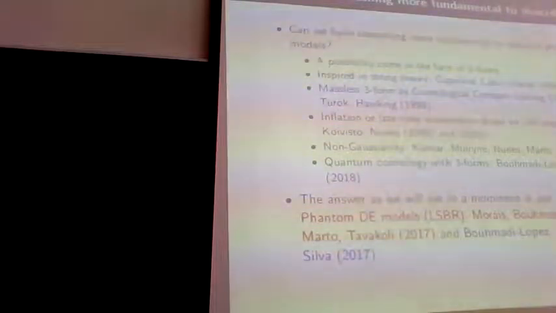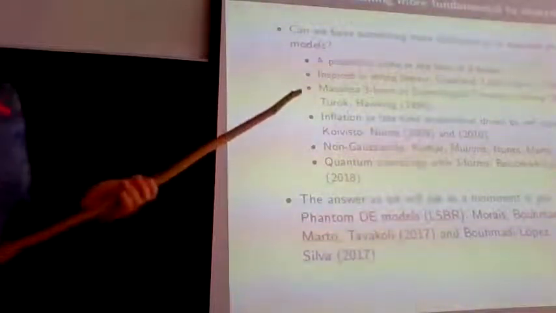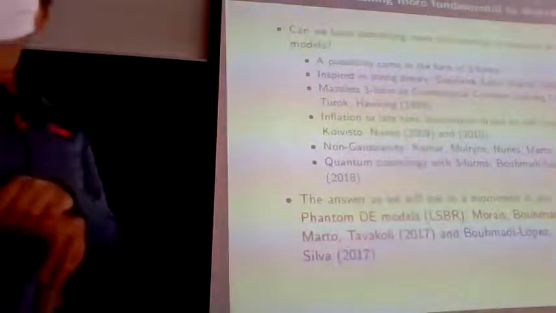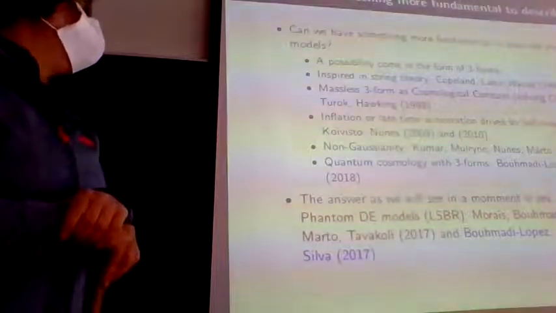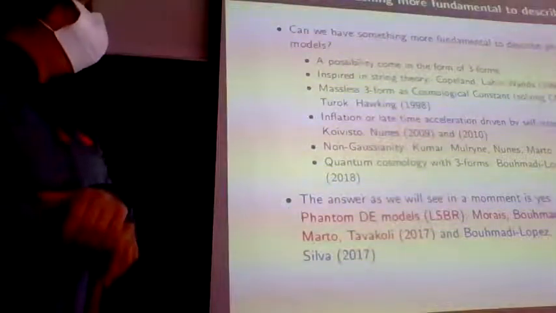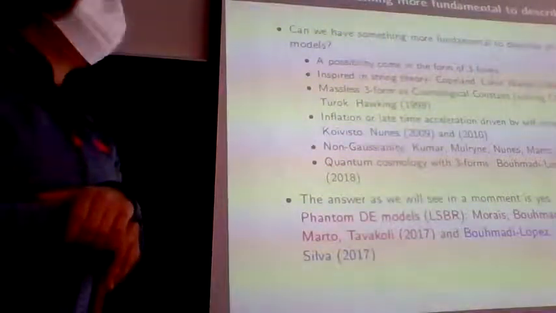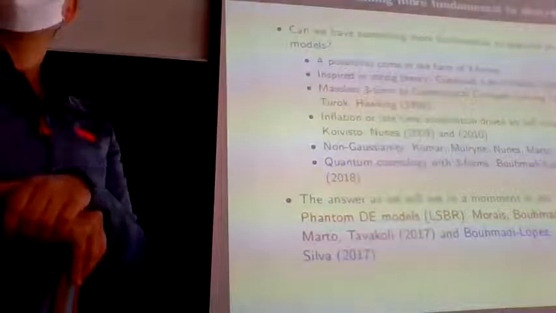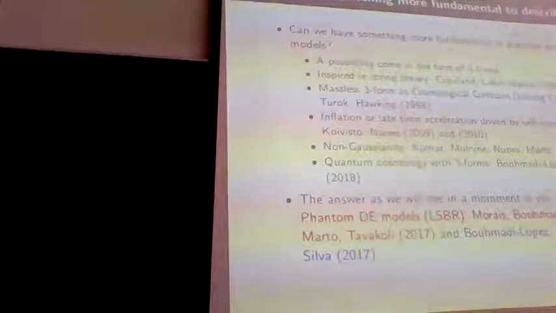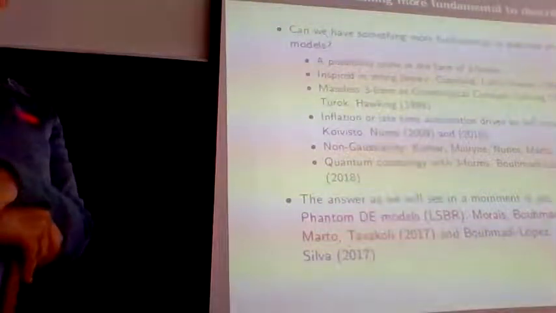So why three forms? Well, essentially, it has been invoked quite a few times as a way of solving the cosmological constant problem. Why? Because in the absence of a potential, it behaves exactly like a cosmological constant. And then, it can also appear in string theory. And Sravan, during his PhD here, worked quite a bit with these three forms. And when I was here, we started doing some work related to the dark energy side. Okay. So this is a possibility. So yeah, we can have this phantom model from a more fundamental point of view, encoded in three forms.